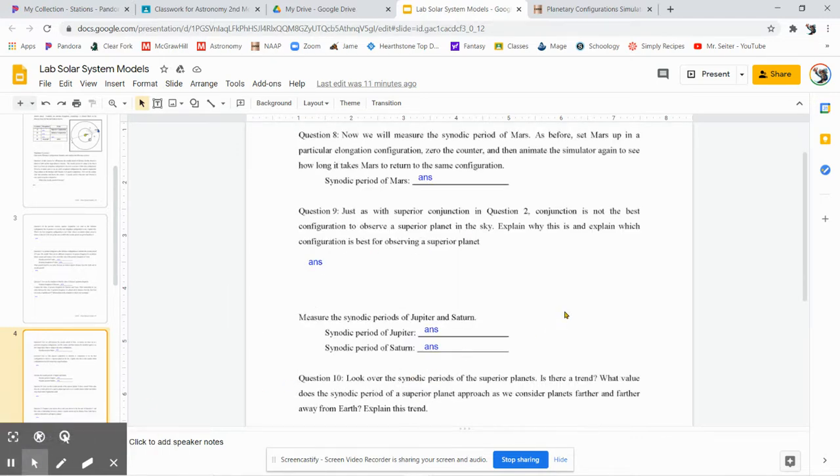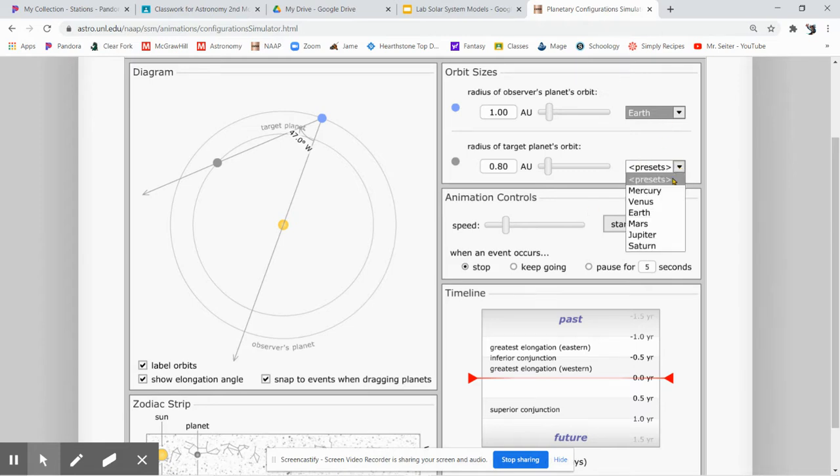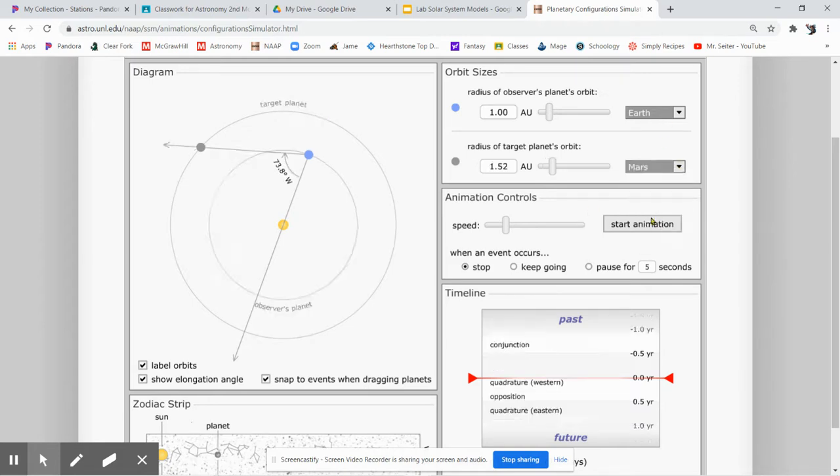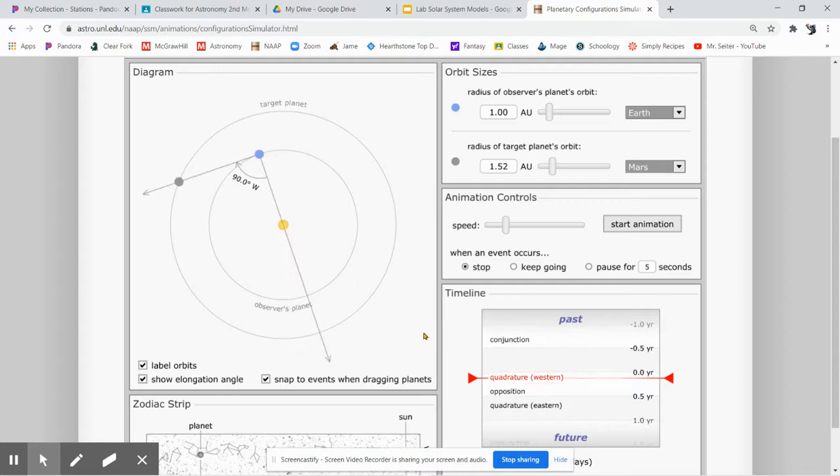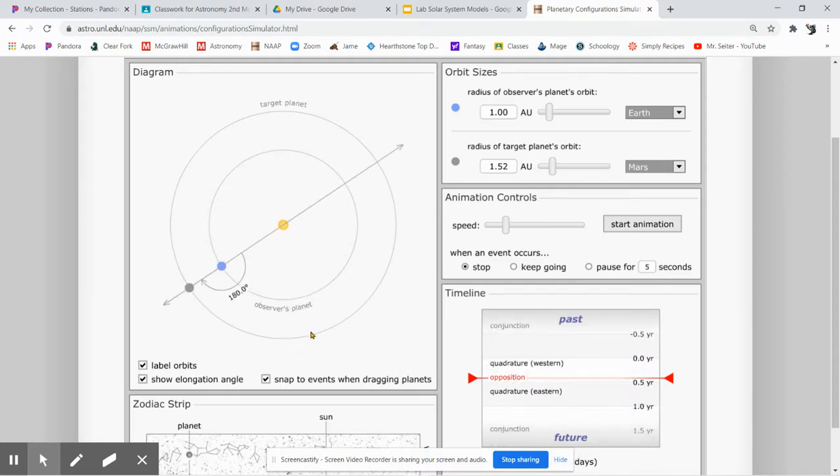All right, let's move on to the next page. Question 8. Now we will measure the synodic period of Mars. As before, set up Mars in a particular elongation configuration. Zero the counter, then animate the simulator to see how long it takes Mars to return to the same configuration. No problem. Earth, let's go to Mars. Let's put Mars at the western quadrature. I don't know. Let's just do opposition. It'll probably be easier. Here it is, 180 degrees, opposition.